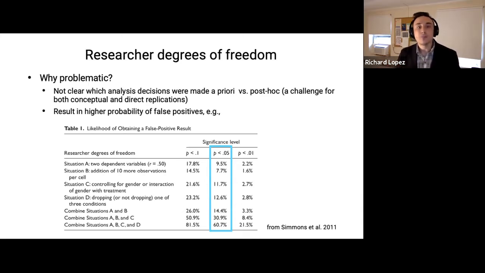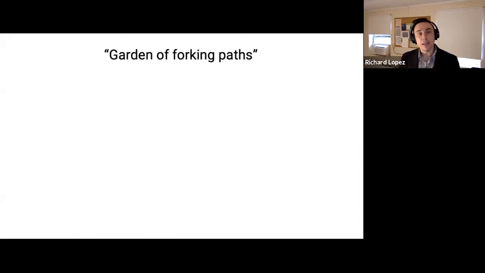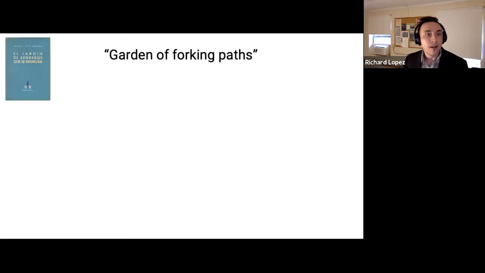And you can see the false positive rate is anywhere between around 10% to as high as 60%. So this is quite problematic. And more generally speaking, with regards to researcher degrees of freedom, you have this idea of the garden of forking paths. And this originally comes from a novel by Jorge Luis Borges, El Jardín de Senderos que se bifurcan.